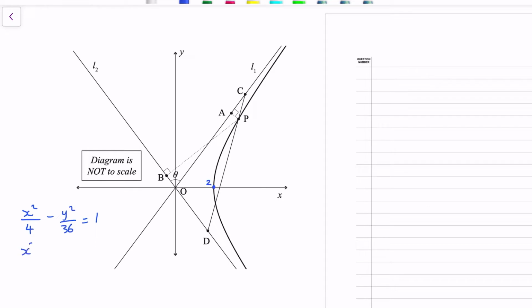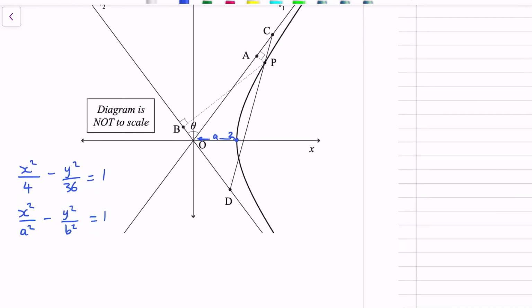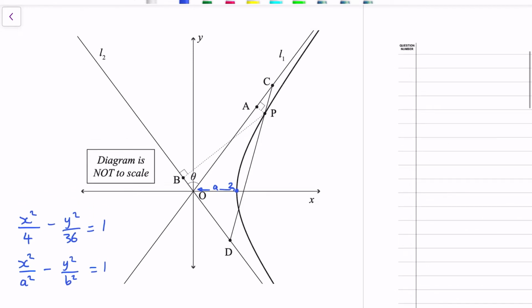If you've got x squared over a squared minus y squared over b squared equals 1, then x equals a will be this distance here. The other thing you should know when dealing with hyperbolas is that b doesn't appear on the hyperbola, but it determines the slope of the asymptotes of the hyperbola. So those lines L1 and L2 are asymptotes. The hyperbola is tending towards them as x gets really large.